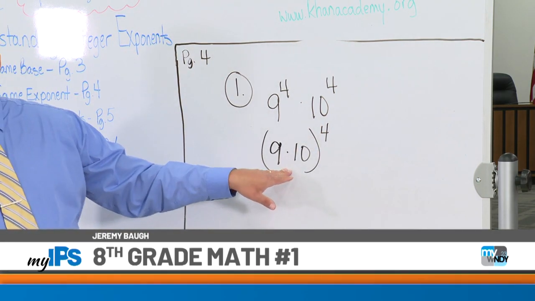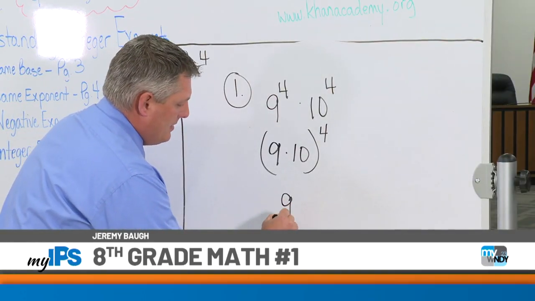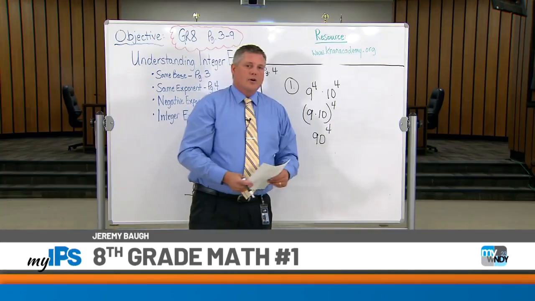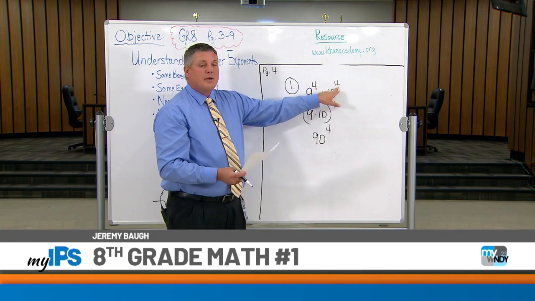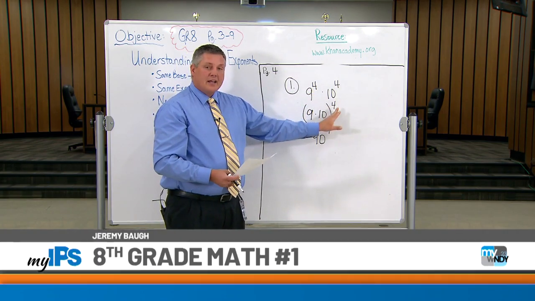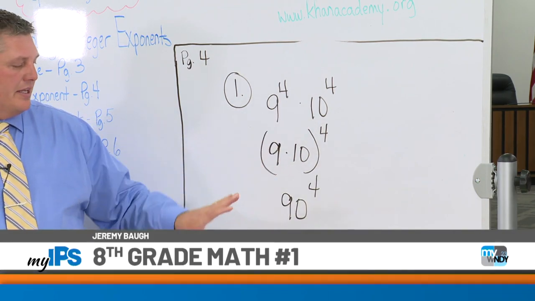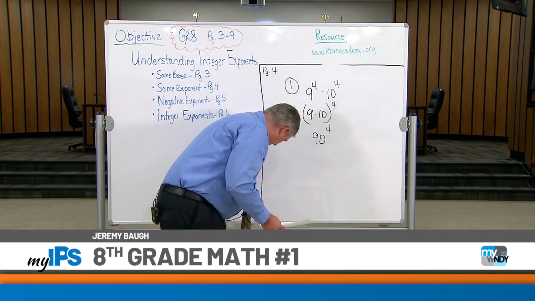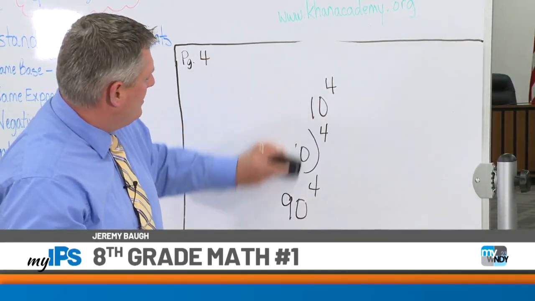And we know that this can be solved very easily. 9 times 10 is 90. So we've got 90 to the power of 4. And that's how we would simplify this, because we had the same exponent. So we put that exponent on the outside of the parentheses. We take these two numbers and multiply them together. We get 90 to the power of 4. All right. Let's move on.